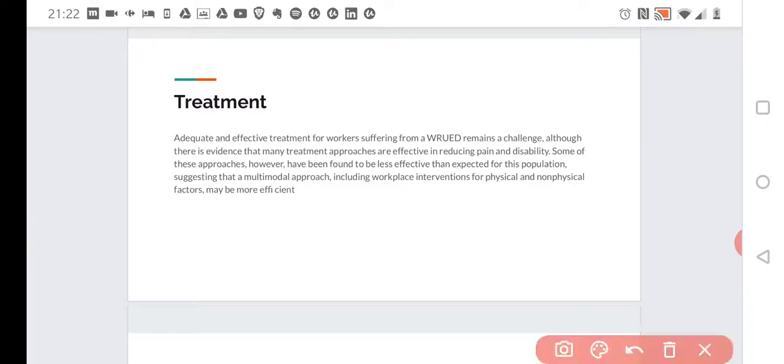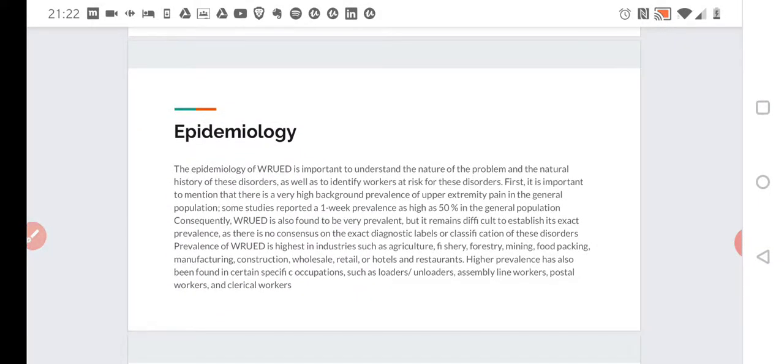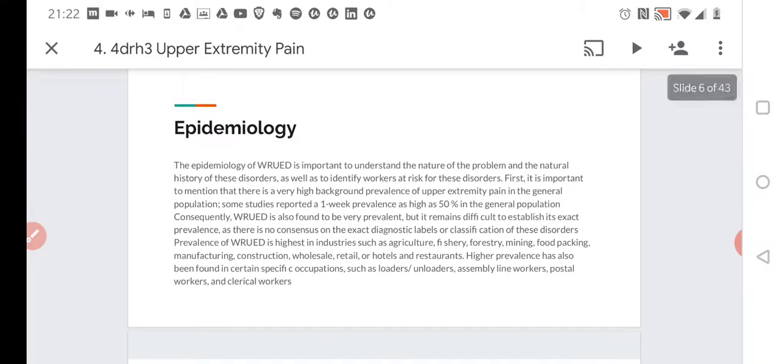Treatment. Adequate and effective treatment for workers suffering from WRUEDs remains a challenge, although there is evidence that many treatment approaches are effective in reducing pain and disability. Some of these approaches, however, have been found to be less effective than expected for this population, suggesting that a multimodal approach, including workplace intervention for physical and non-physical factors, may be more efficient. Like usually, when we are getting a broader view on the issue, we are better off. We are closer to success.